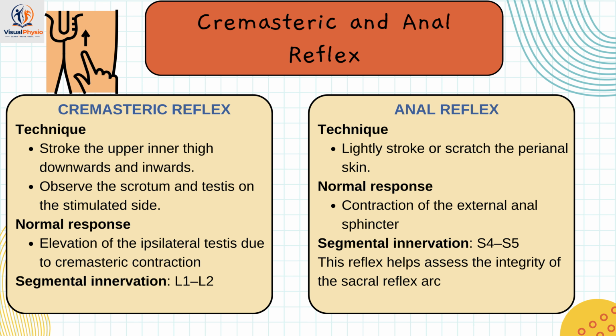The cremasteric and anal reflexes both follow the same superficial logic. A light stimulus should produce a local muscle contraction. Their absence, particularly alongside other upper motor neuron signs, adds to the overall picture.